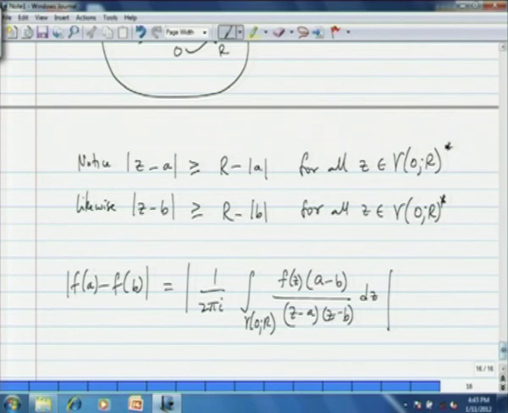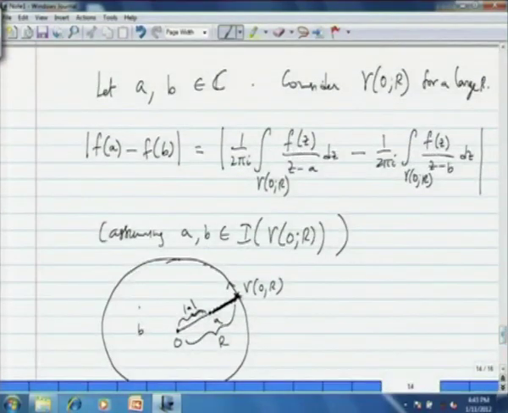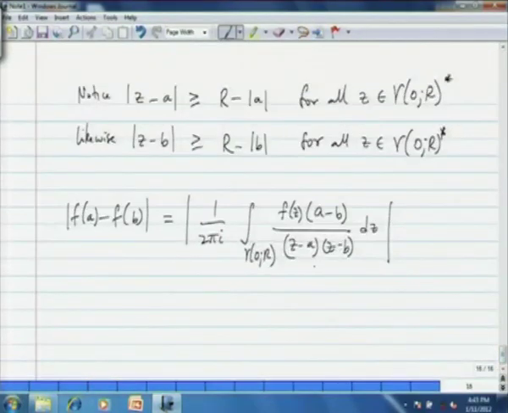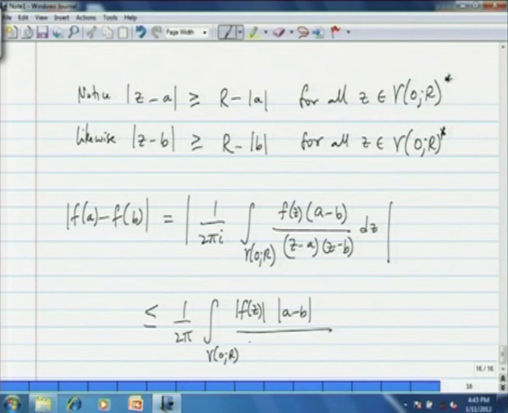Okay. So, I am adding these two integrands, or subtracting, so to say, and then I get this expression. The common denominator is z minus a times z minus b, and then I get a minus b in the numerator. So, this is, by the estimation theorem, less than or equal to 1 by 2 pi times the integration on gamma 0 r of the modulus of f of z times the modulus of a minus b by modulus of z minus a times the modulus of z minus b times the modulus of dz, of course.